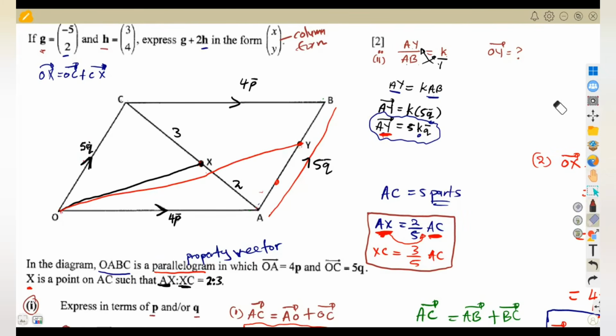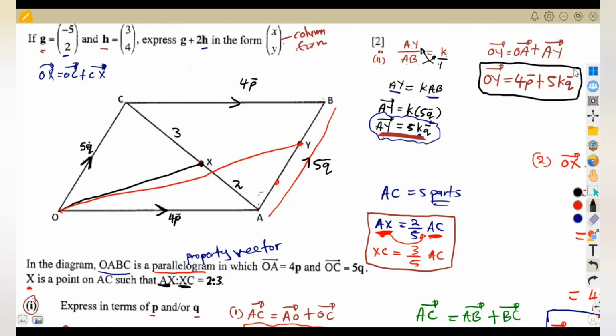So we said at the end, this is going to be, let me write it so that we can fill in. So it is going to be OA plus AY like this. All right, whereby we have the value or the expression for OA from O to A, it's 4P. So this is going to be 4P plus AY from A to Y. We don't have it on the diagram, but we have it from this statement that we formulated from this ratio. So AY is equal to 5K times vector Q like this. All right, so that is what our question was all about.